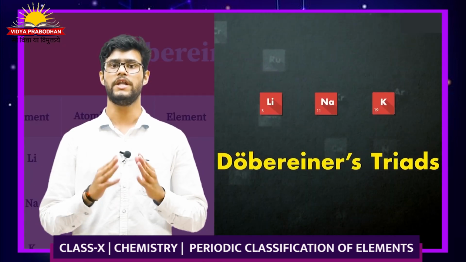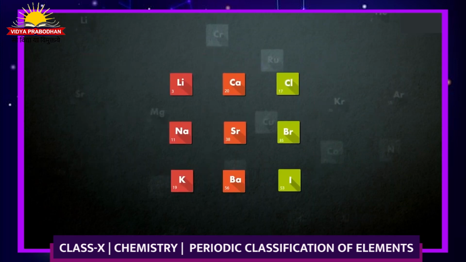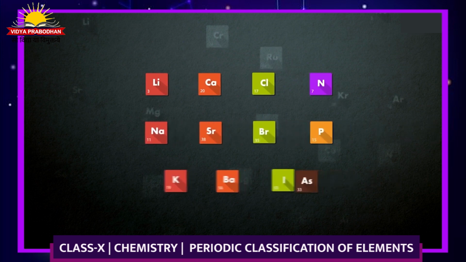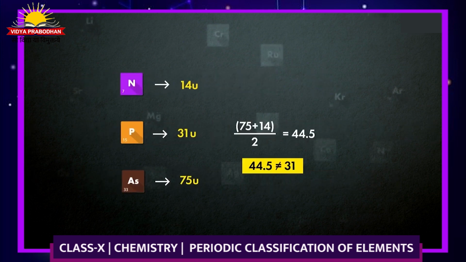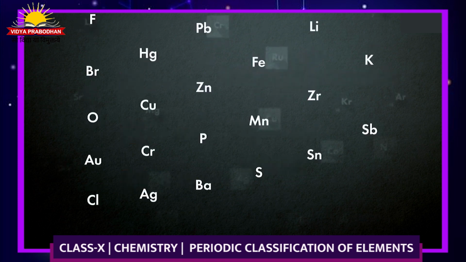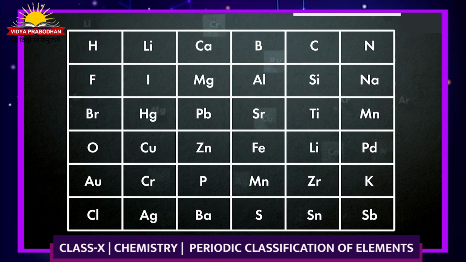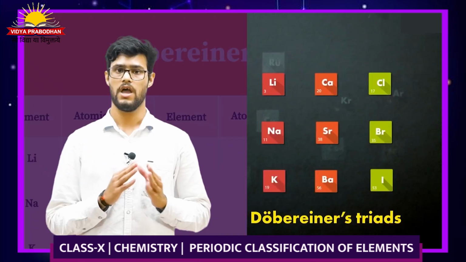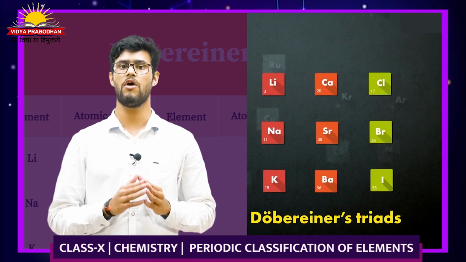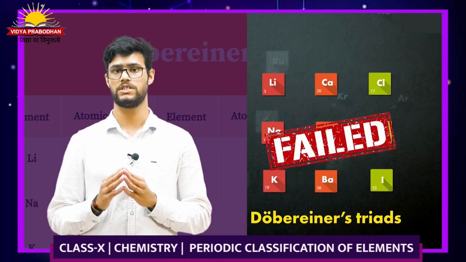The limitation of Dobereiner's classification was that it failed to arrange all the then known elements in the form of triads of elements having similar chemical properties. Dobereiner could identify only 3 triads from the elements known at that time. Hence, his classification of elements was not very successful.